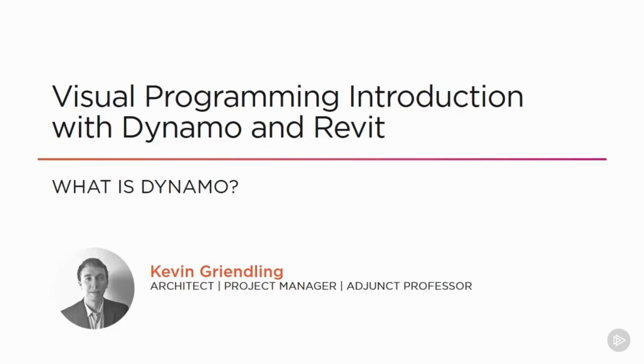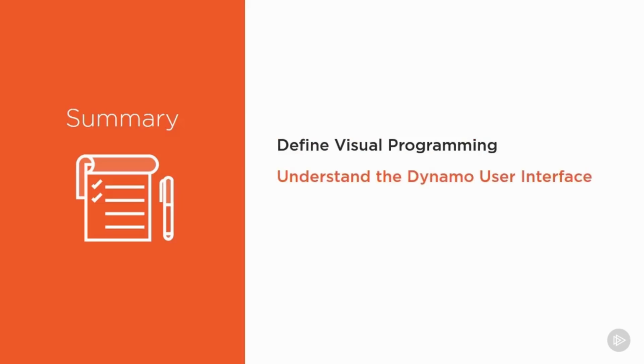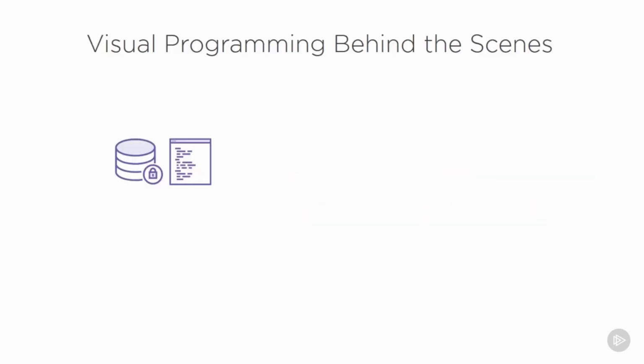Module 1 is entitled, What is Dynamo? Throughout this course, we are going to pursue ways to define visual programming and what it means for us, the average Revit user. We will also get a thorough understanding of the Dynamo user interface, hopefully to a point where we can use it on a day-to-day basis. Additionally, we'll learn to differentiate between static and parametric features in both Revit and Dynamo.